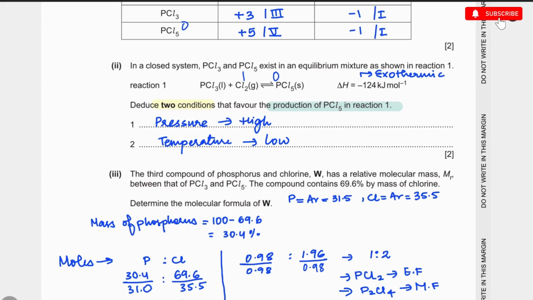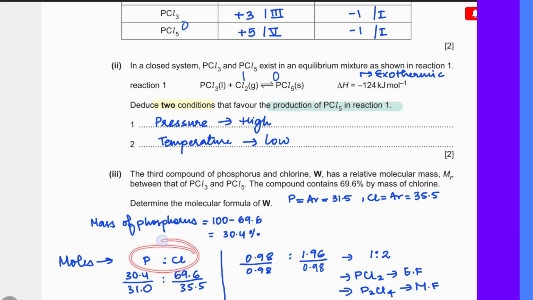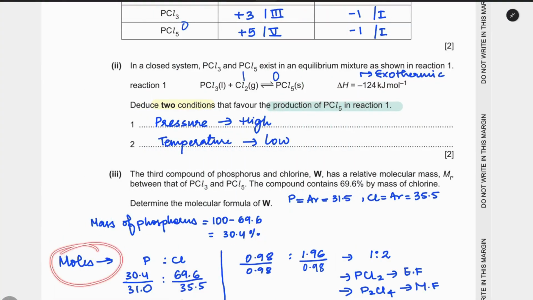So let's see. Over here, I have taken from the periodic table itself the Ar of phosphorus and chlorine. First, they have given us the mass of chlorine. So can we find the phosphorus? Yes, we can. So mass of phosphorus is 100 minus 69.6%, we'll get 30.40%. Now we have to do the mole ratio between phosphorus and chlorine, which we can do here. So over here we will see the moles.